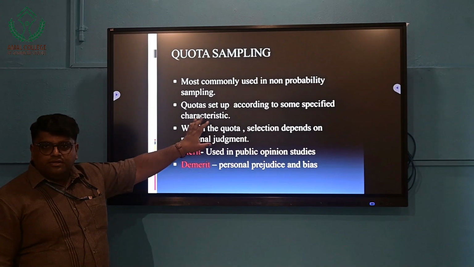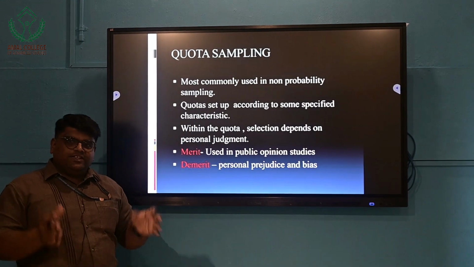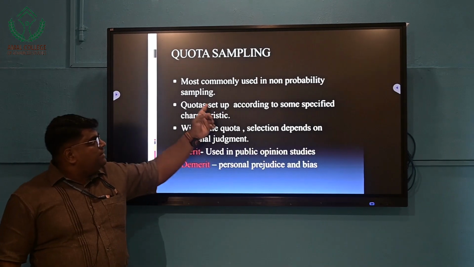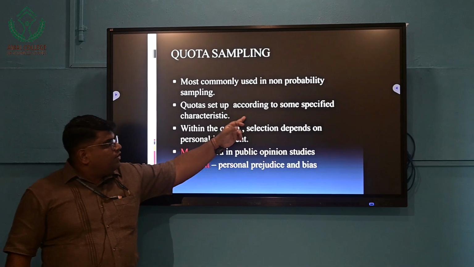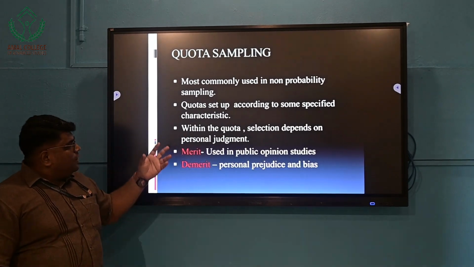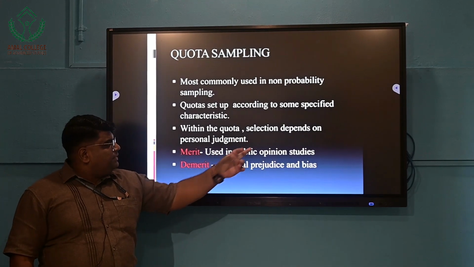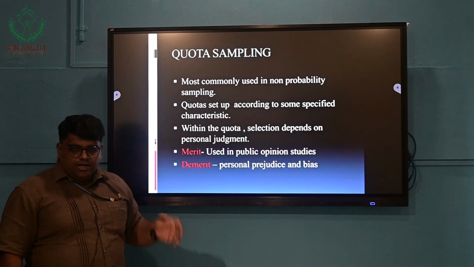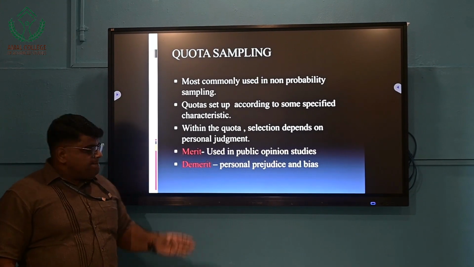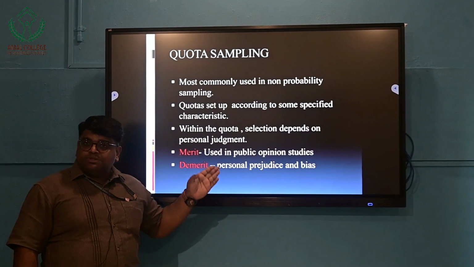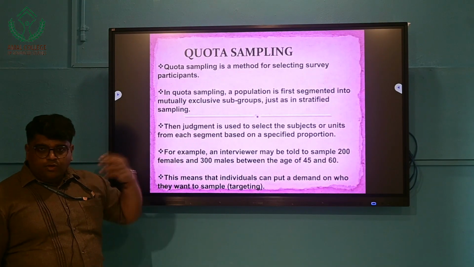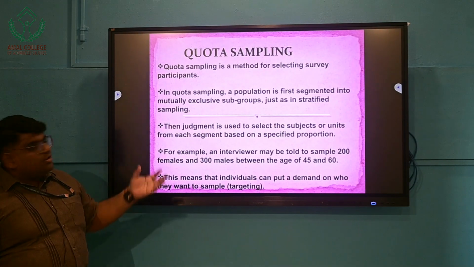Now what is quota? The term itself is self-explanatory, quota, right? Most commonly used in non-probability sampling. Quotas are set up according to some specified features or characteristics. Within the quota, selection depends on personal judgment. Now, the merit is that it is used in public opinion studies. Demerit, personal prejudice and bias can occur.